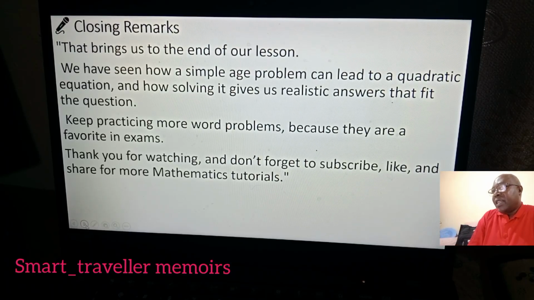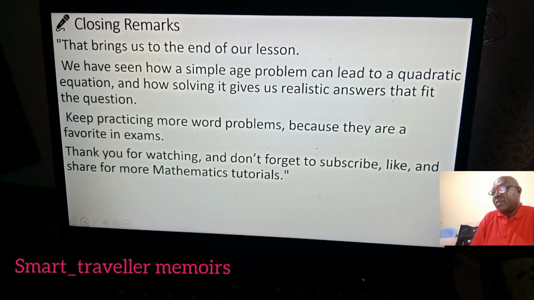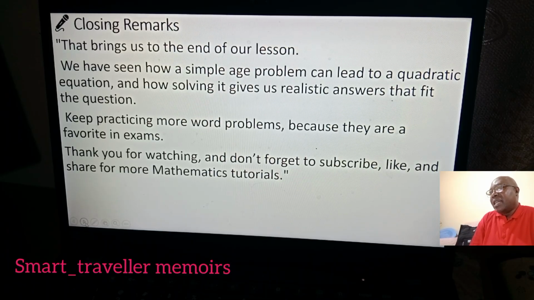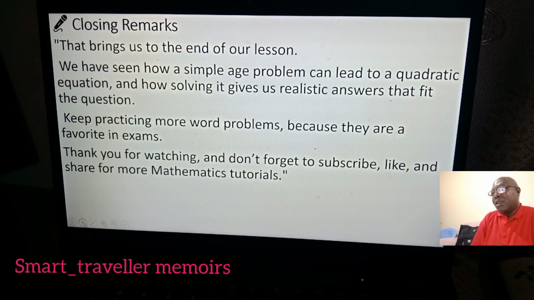That brings us to the end of our lesson in this question. We have seen how a simple age problem can lead to a quadratic equation and how solving it gives us realistic answers that fit the question. Keep practicing more word problems because they are favorites in exams. After all, they carry so many marks.